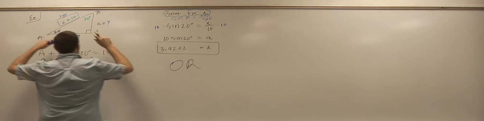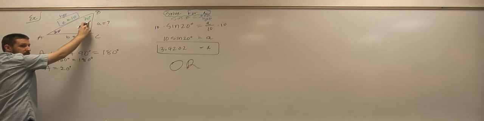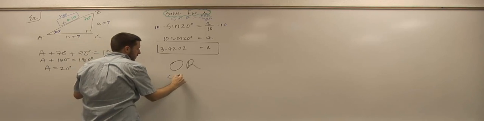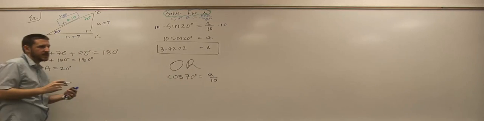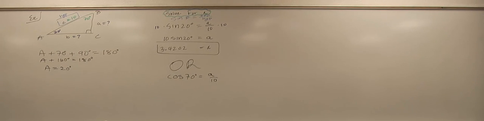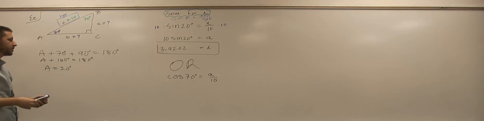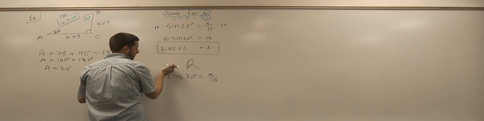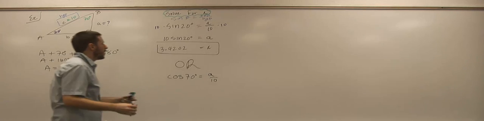So if you wanted to use cosine to solve for A, you would have to use this angle instead, right? Because A is adjacent to 70. So you could use cosine. You would just do cosine of 70 equals A over 10. And it'll give you the same answer. So usually, if you know both of these angles, then there's 4 trig functions for you to use. Because like I said, you could use secant or cosecant as well, but I wouldn't ever use those unless I absolutely have to.